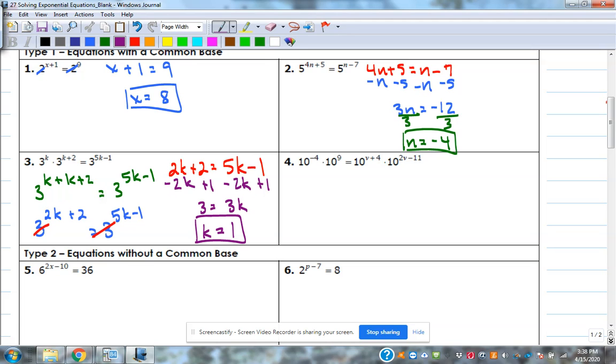Okay, look at number 4. We've got base 10s on each side. So on the left-hand side, you got 10 to the negative 4 and 10 to the 9th. We're going to add those two exponents together. So that'd be 10 to the 5th power.